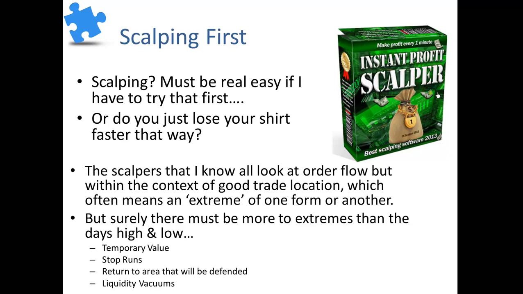And the areas that we're going to look at now, we're going to look at 4 separate types of scalp trades. The first is trading around temporary value. Second is stop runs. Third is returning to an area that should be defended. And the final one is liquidity vacuum. So what we're going to do now, we're just going to run through each scalp trade one by one.